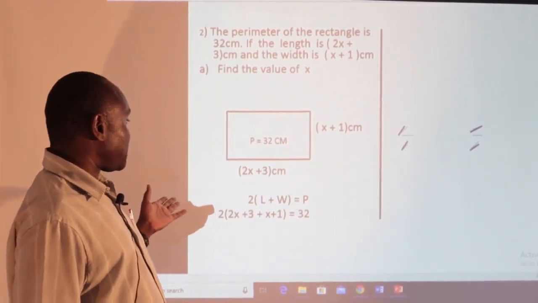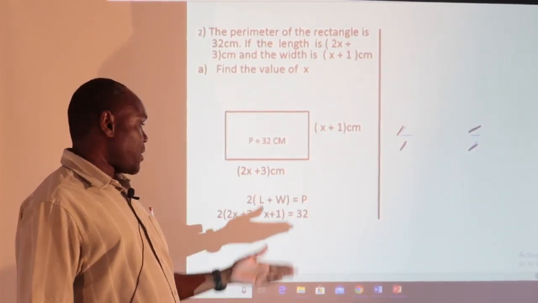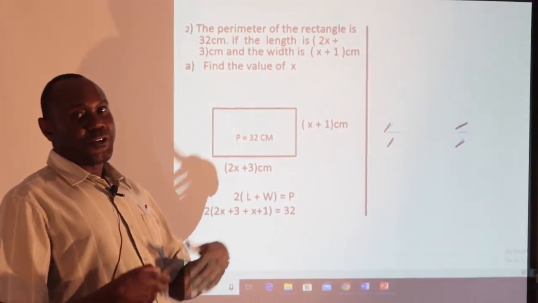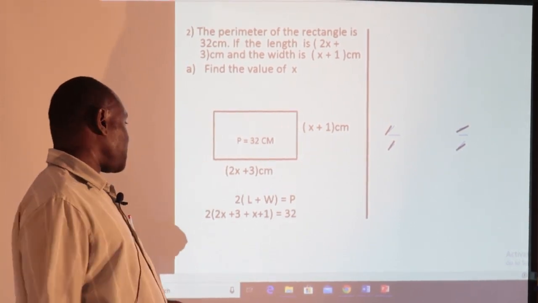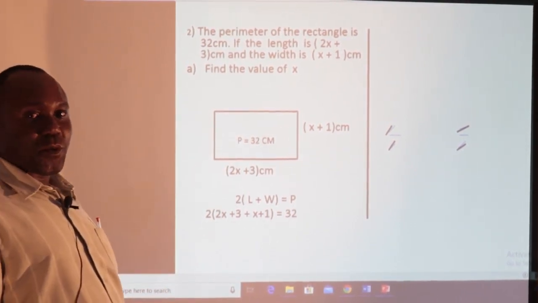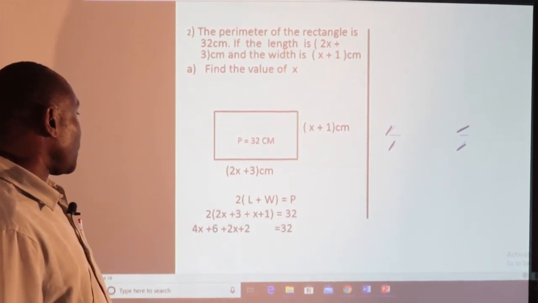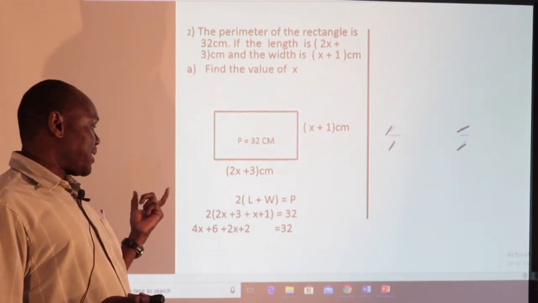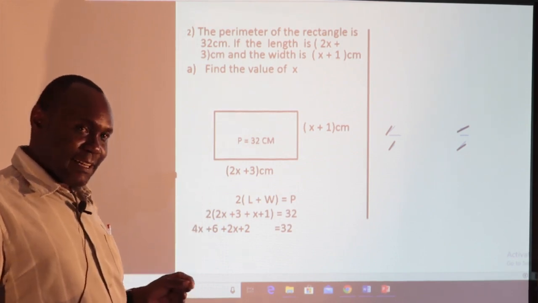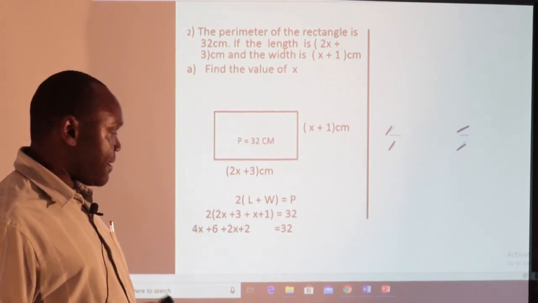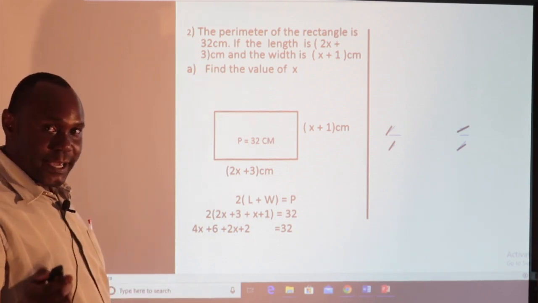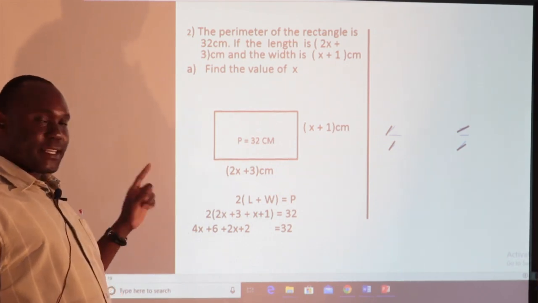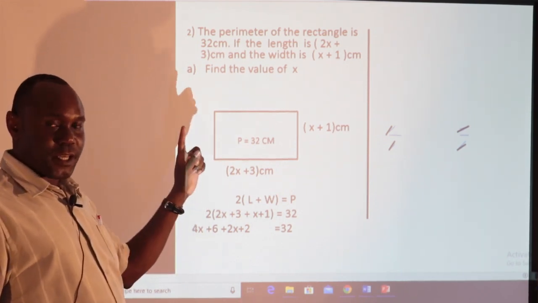This time I have tried to remove the units, but you can also put the units. I remember sometime back when we were forming equations, I showed you how centimeters appear. So after substituting, we are going to open the brackets. Remember, opening brackets: multiply everything found inside the brackets by what is seen outside the brackets. Therefore, it is 2 times 2x gives us 4x.